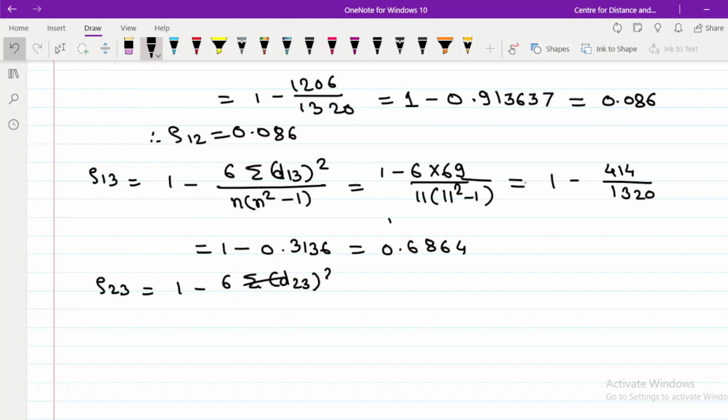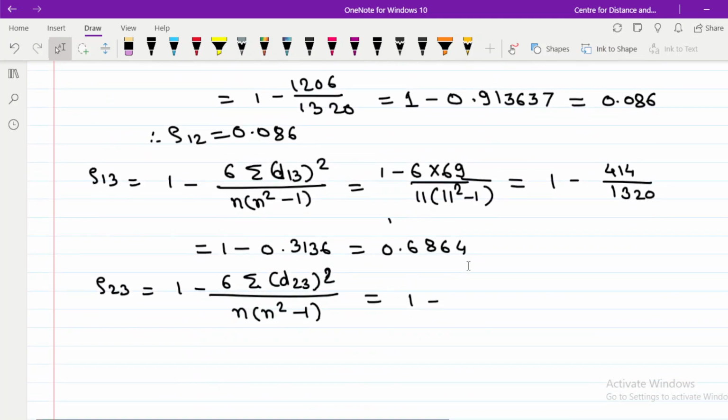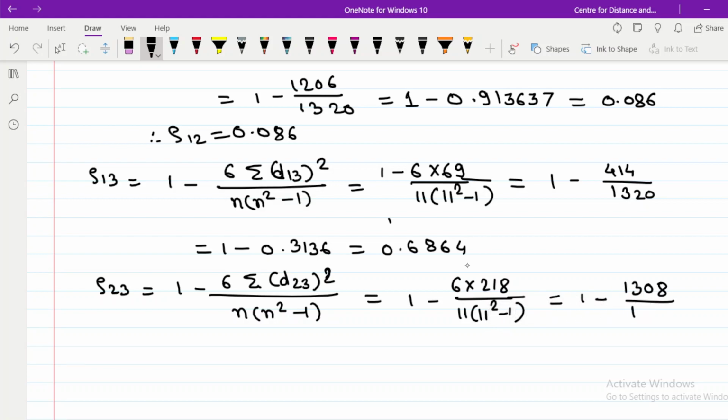d23 square divided by n into n square minus 1, which is equal to 1 minus 6 into summation d23 square, that is 218, divided by 11 into 11 square minus 1, which is equal to 1 minus 6 into 218 is equal to 1308, and the value of 11 into 11 square minus 1 is equal to 1320, which is equal to 1 minus 1308 divided by 1320 is equal to 0.9909. 1 minus 0.9909 is equal to 0.0091.